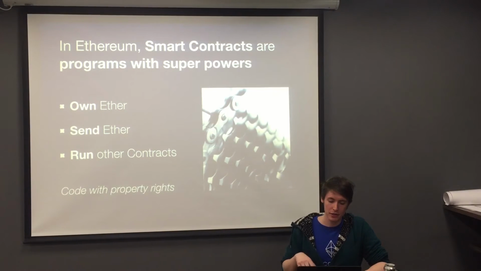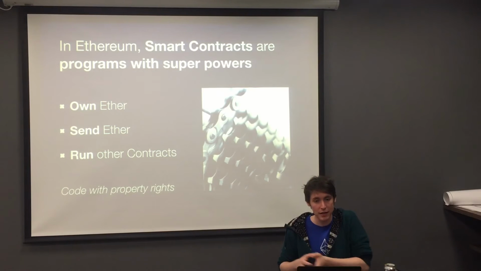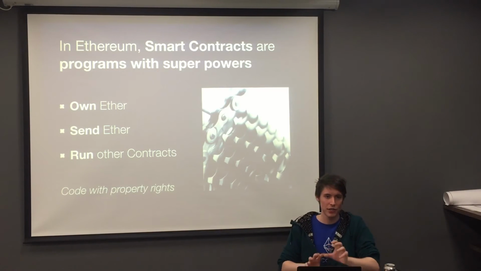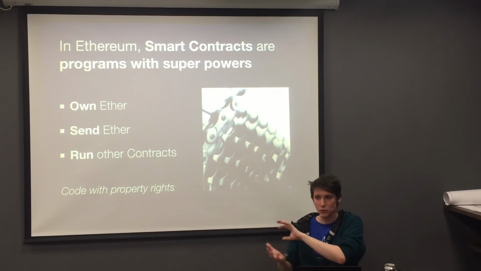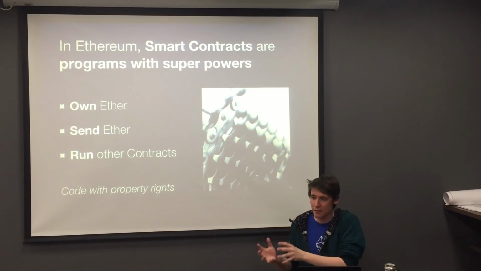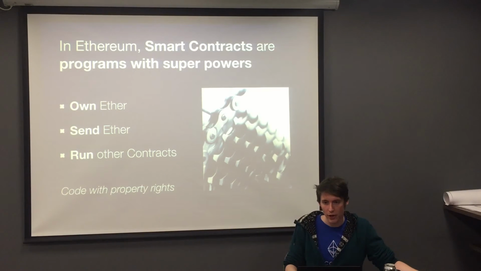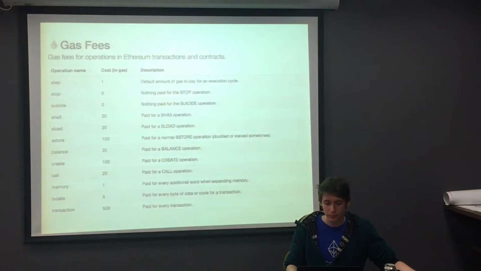Smart contracts can own Ether. They can send Ether to other contracts. They can also run other contracts. So essentially, like I was talking about, you have these autonomous agencies that can potentially act in their own interest and can change owners, can deploy other contracts themselves, and own other contracts.